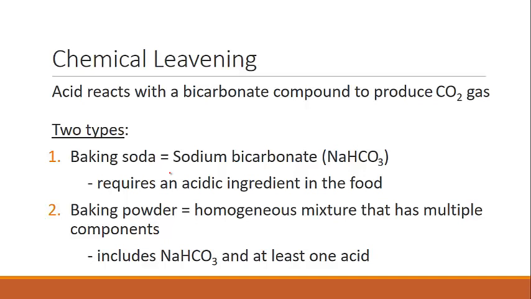There are two types of chemical leaveners. The first is baking soda. Baking soda is pure sodium bicarbonate, NaHCO3. When you're using baking soda, you need an acidic ingredient in the food to react with it. Baking powder, on the other hand, is a homogeneous mixture that has multiple components. Typically, it will have baking soda as one of the ingredients, along with one, two, or maybe three other acids. They're all in powder form, so they're not going to react with each other in that form, but as soon as you add some liquid, they will start reacting.